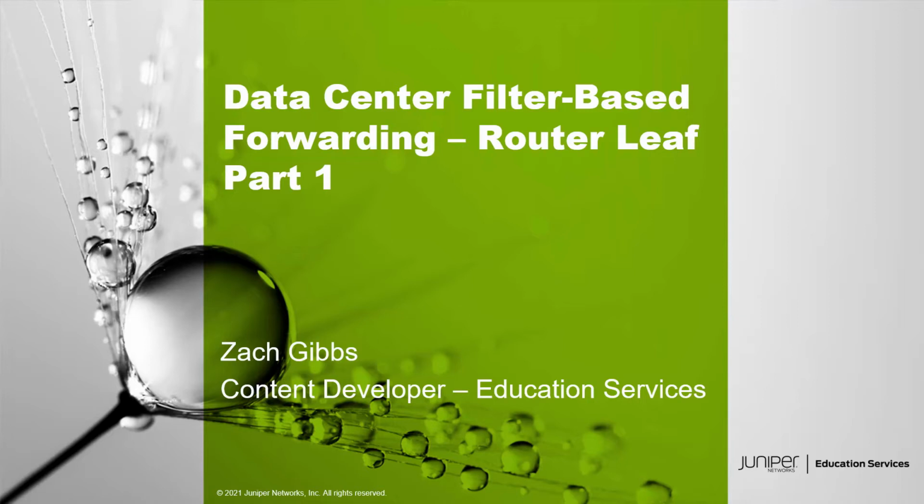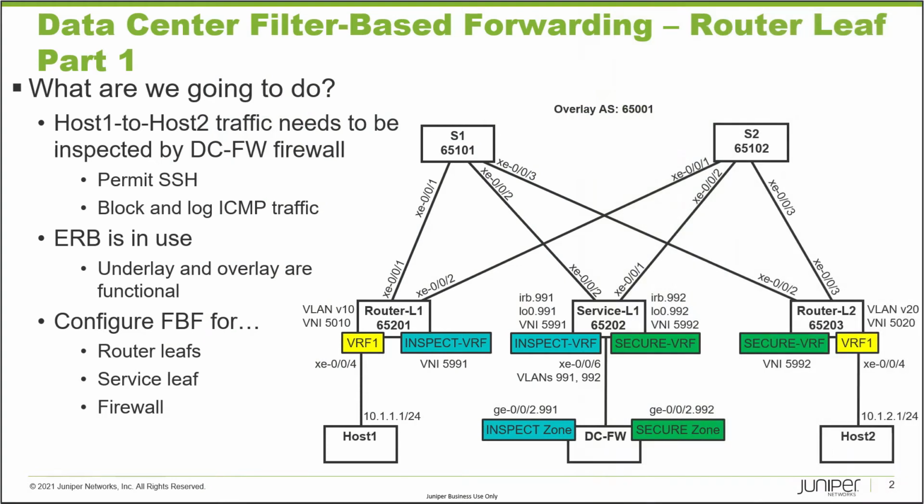And today we will be going through the data center filter-based forwarding router leaf part 1 learning byte. All right, so what do we want to do here? Well, host 1 and host 2 are two hosts in a data center, and they need to communicate. And we want to inspect that traffic, and we're going to send that traffic instead of directly going from host 1 to host 2. We want to redirect or filter-based forward that traffic to the data center firewall, which in our case is the DC-FW.